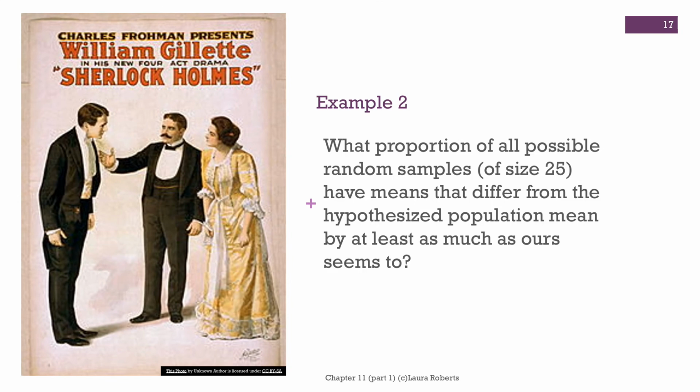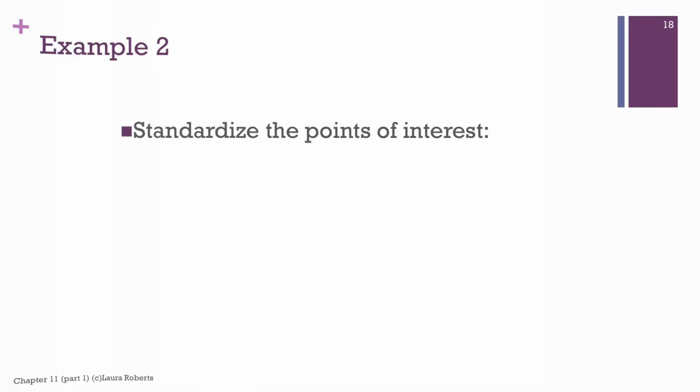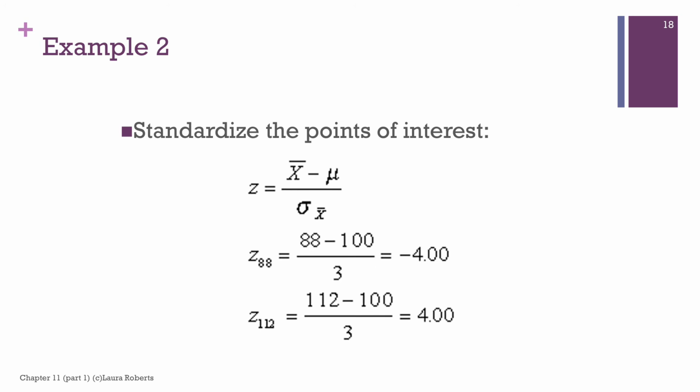So, what proportion of all possible random samples of size 25 have means that differ from the hypothesized population mean by at least as much as ours seems to? We answer this question by first standardizing the points of interest, 88 and 112. We find the z-scores associated with these points of interest are -4 on the low end and +4 on the high end.